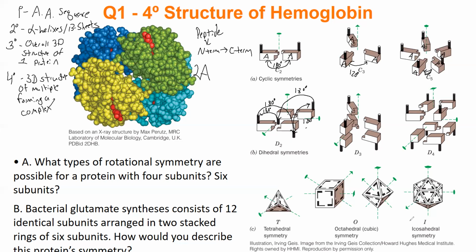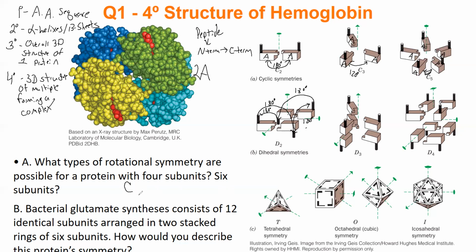All right. So just have some questions here. So let's understand the cyclic and dihedral symmetry. What type of rotational symmetry is possible for a protein with 4 subunits? And so the numbering system goes, the letter tells you what type of symmetry we're looking at. Remember, cyclic is just going around in a circle. Dihedral is not only are we going in a circle, but we're also flipping.